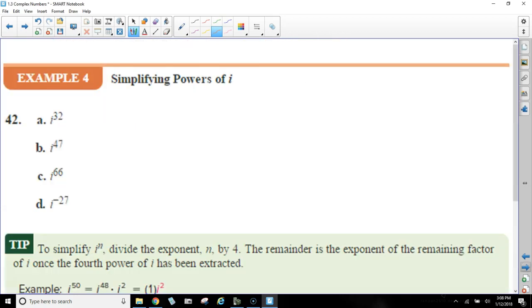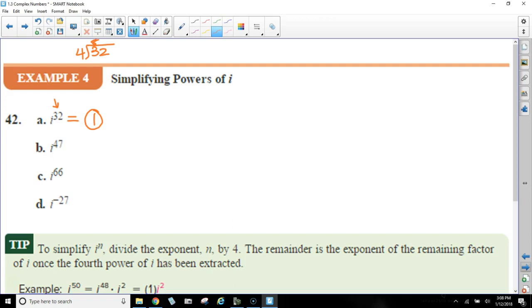Let's do some examples. For i to the 32nd, 32 is actually divisible by 4, right? 4 will go into 32 8 times. So since 32 is a multiple of 4, i to the 32nd power is just positive 1.